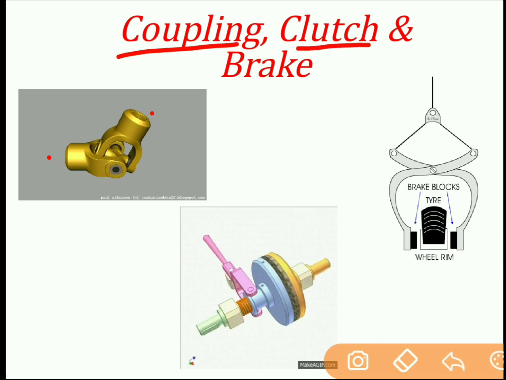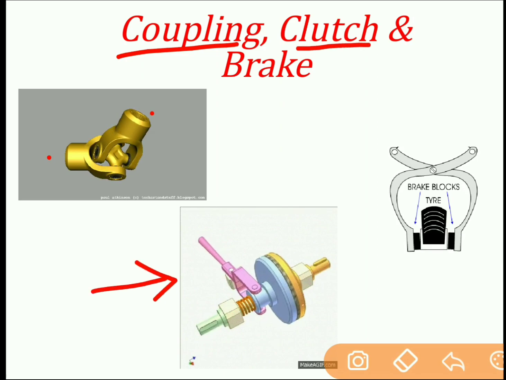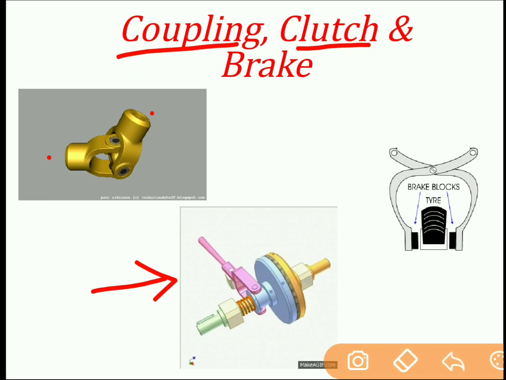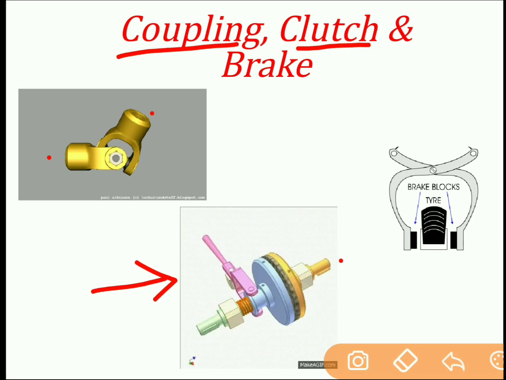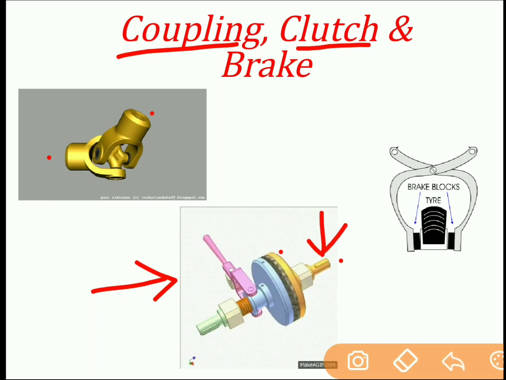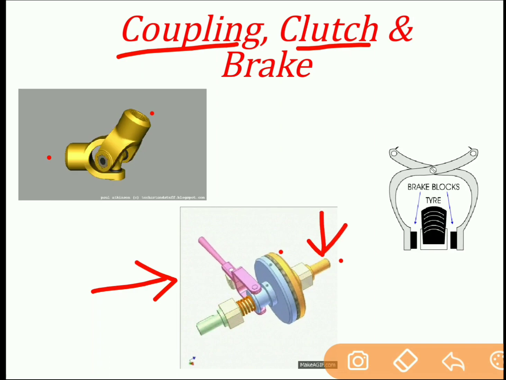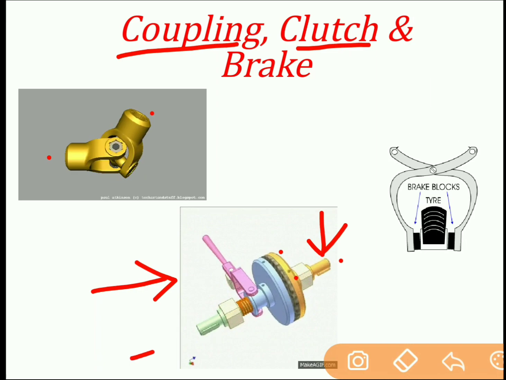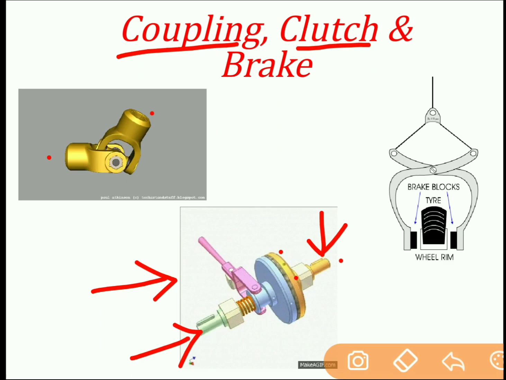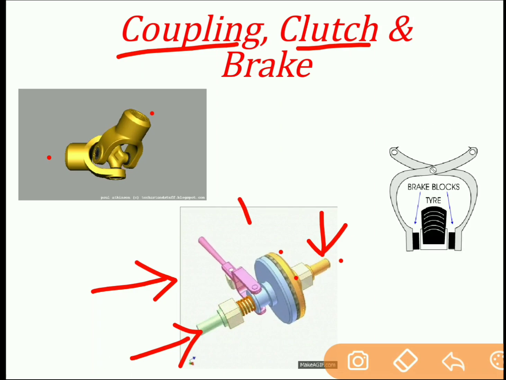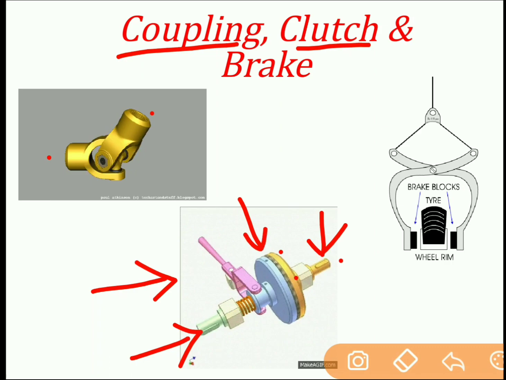Next is the clutch. As you can see in this animation, it shows the animation of disc clutch. There are two shafts. One shaft is connected to the IC engine in case of automobile, and on this driving shaft there is a disc which is attached to it. So as the shaft rotates, disc will also rotate. Next shaft is the shaft which is connected to the wheel of the automobile vehicle. And on this shaft also there is a disc which is attached to it.